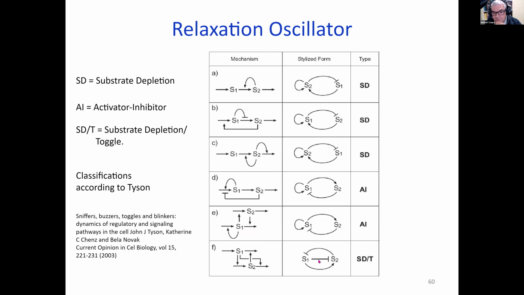This is a different pattern, but ultimately it still works on the same principle as a relaxation oscillator. So John Tyson in his paper, he also classified these as substrate depletion, activator inhibitor, substrate depletion toggle. Okay, he had some degree of classification as well. These are all oscillators. I suspect there's probably an infinite number of ways. Well, that's a bit crazy, I guess, but there are a massive number of ways to implement oscillators in biology. Huge.